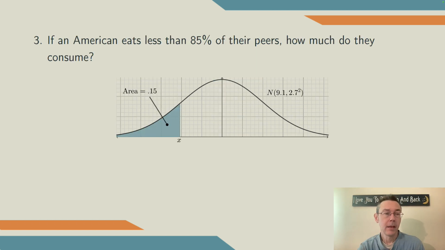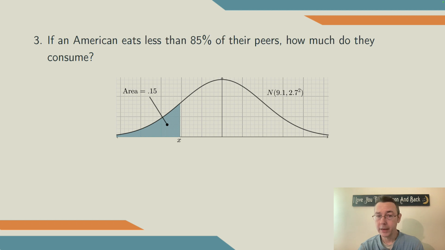Problem 3. If an American eats less than 85% of their peers, how much do they consume? So, again, I'm drawing a bell curve, same as before. Only now, instead of being given a value and being asked to compute a probability, now I'm given a probability, a percentage, a percentile, and being asked to compute a value. So I'm going to want to use an inverse normal calculation.